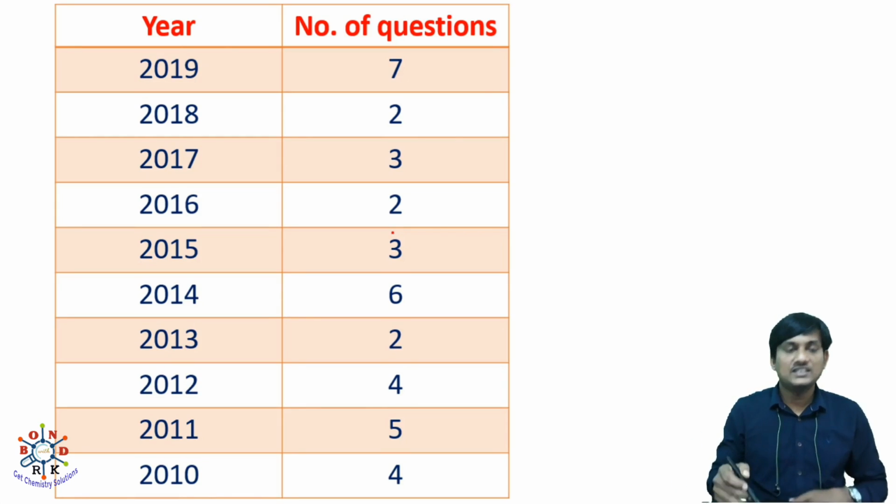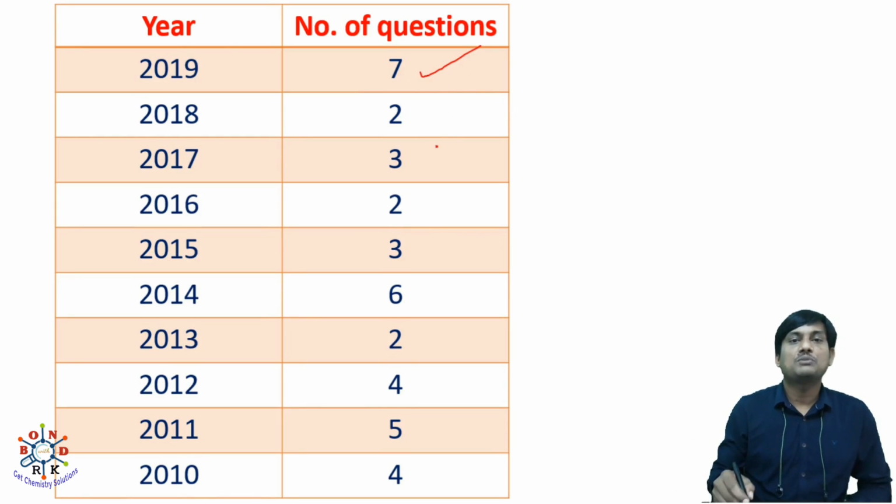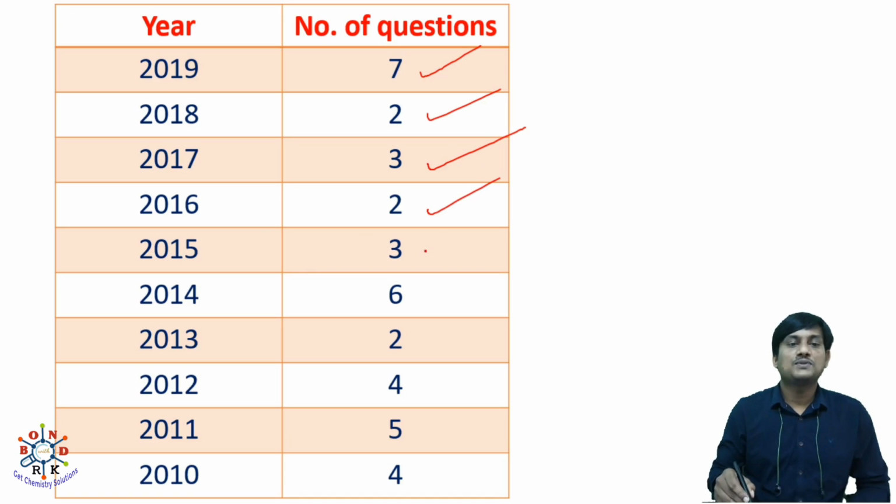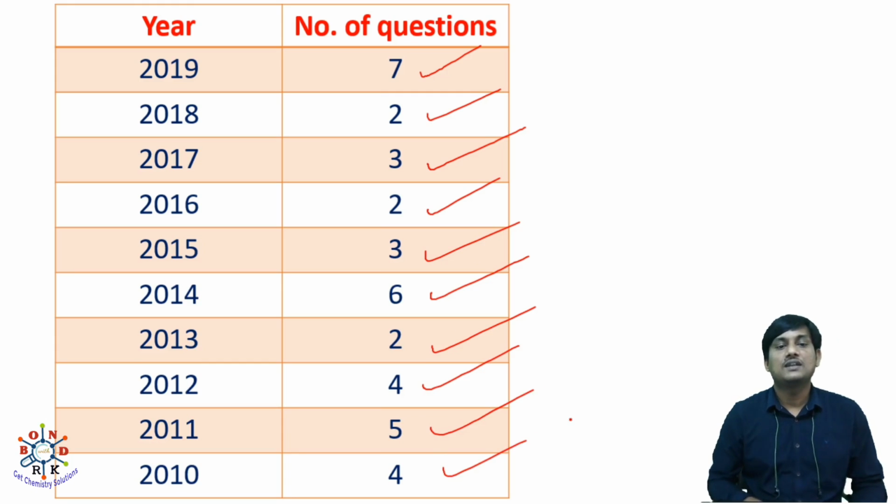In 2019, there are 7 questions from thermodynamics. 2018, 2 questions. 2017, 3 questions. 2016, 2 questions. 2015, you have 3 questions. 2014, 6 questions. 2013, 2 questions. 2012, 4 questions. 2011, 5 questions. And 2010, 4 questions. This lesson is very important for HCU PG entrance examination. You are getting at least minimum 2 questions from thermodynamics.